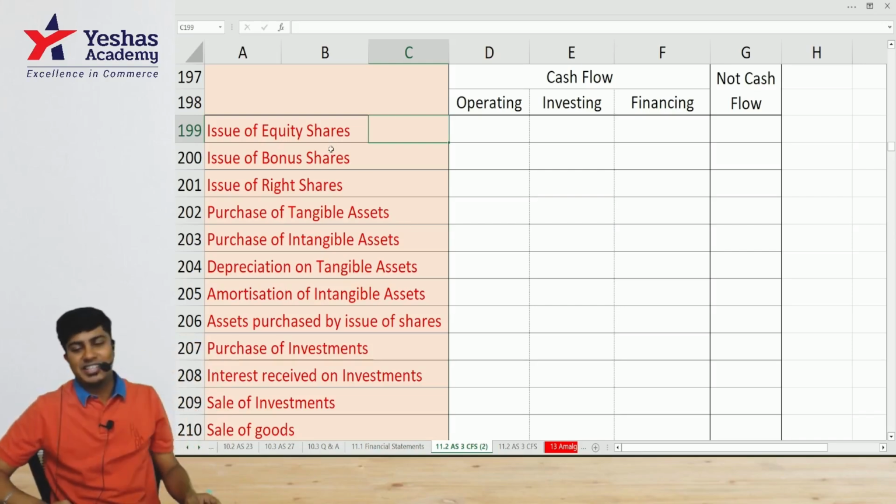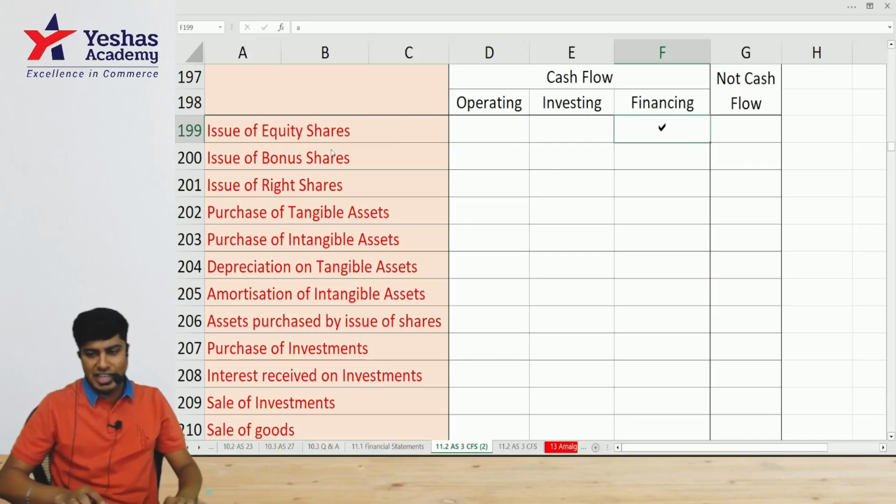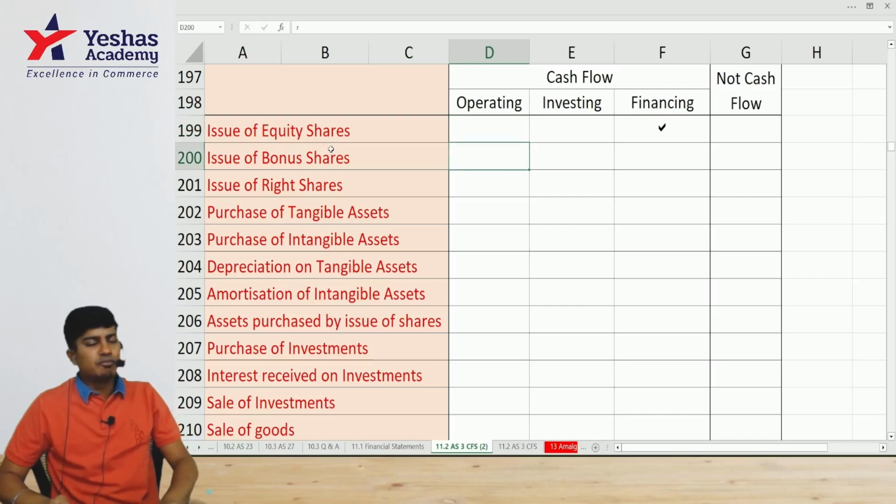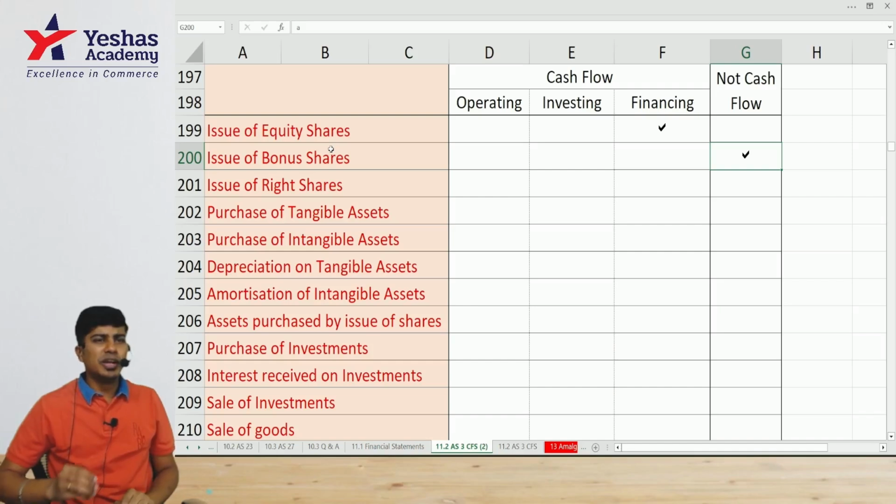Issue of equity shares: operating, investing, financing? Operating, investing, financing? Issue of bonus shares. It is not a cash flow. Bonus shares means free.